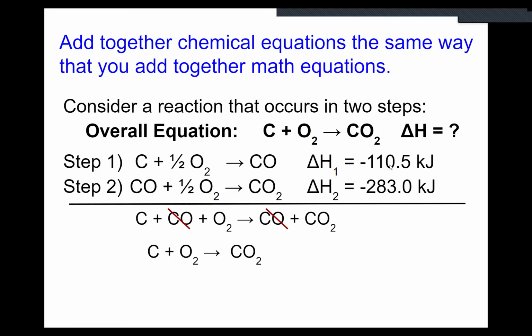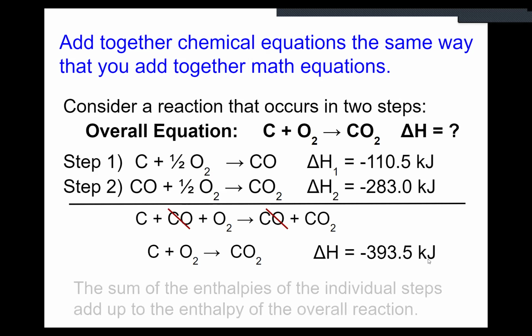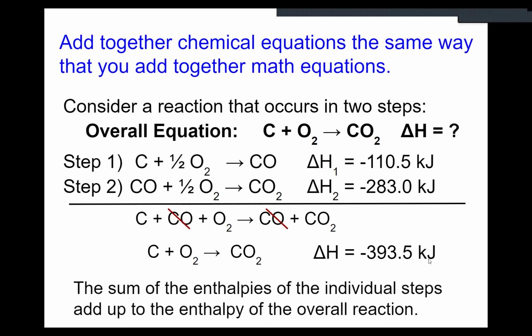So if we've got a delta H for step 1 and a delta H for step 2, and those 2 steps add together to the overall equation, then the sum of delta H1 and delta H2 should be the overall delta H. And it is. If you add together negative 110.5 and negative 283, you get the overall delta H of negative 393.5. The sum of the enthalpies of the individual steps add up to the enthalpy of the overall reaction.